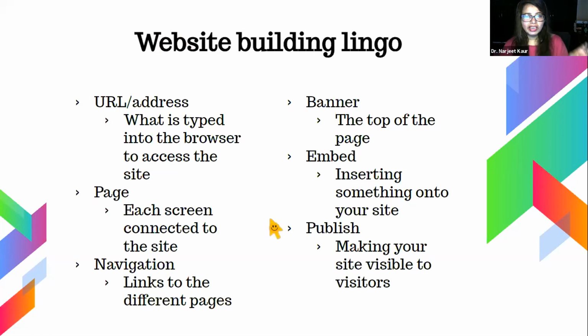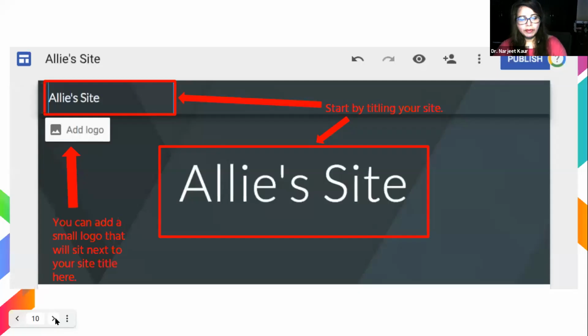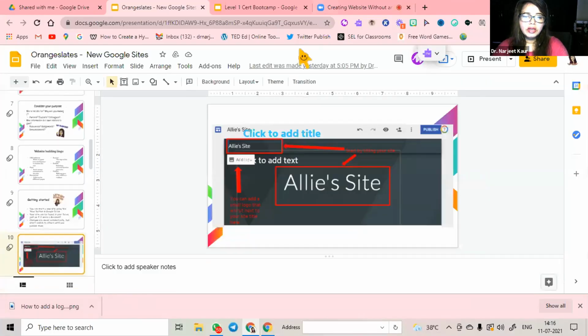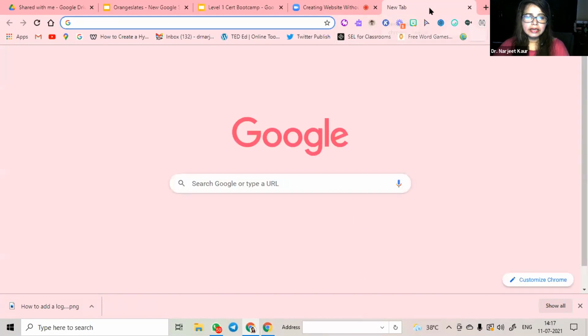This is lingo, I call it website building lingo, which we are going to be using a lot when we start building our websites. So getting started, we can start with more than 3 options. I'll show you how to reach Google Sites with more than 3 options. And then we are going to do everything else that we have to do to curate one website. So let's go and find.